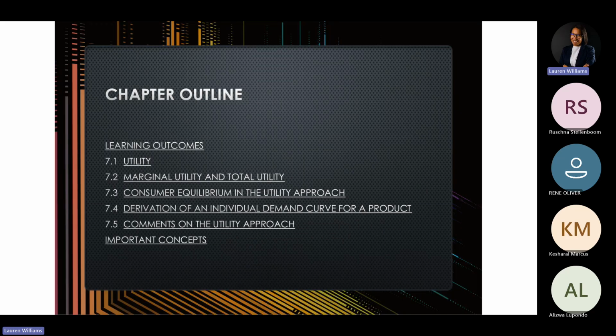Okay. So just to break it down, we're going to break it down into different concepts: utility, marginal utility, total utility, and also cardinal utility and ordinal utility. Then your consumer equilibrium, and how you derive your demand curve. We might not get to the consumer equilibrium and the demand curve. That might only come in part 2.